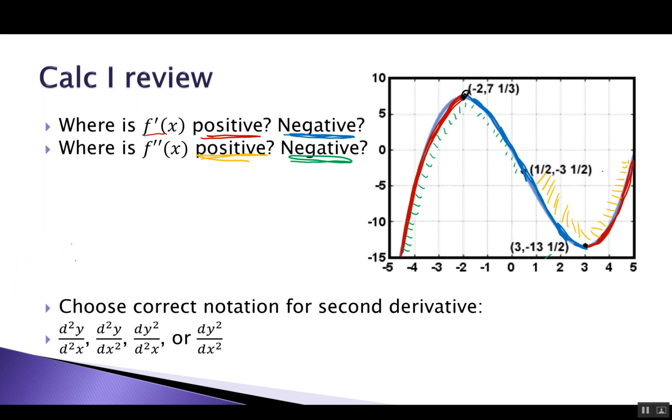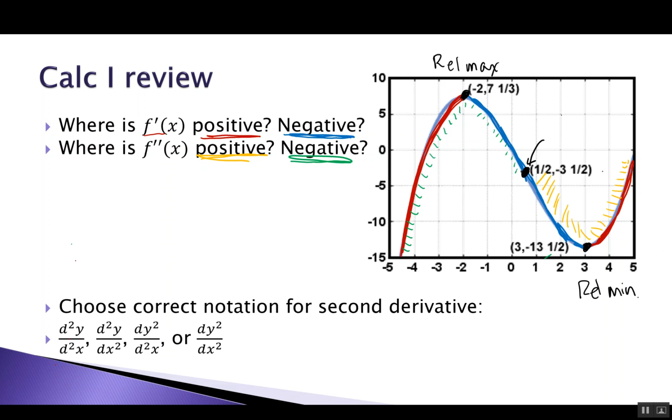Okay. These 2 points, this is a relative max. That's where the first derivative changes signs. So it was positive and then it became negative. This is a relative min. Again, the first derivative changed signs there. It was negative, the graph was decreasing, and then it changed to increasing. So the first derivative changed from negative to positive.